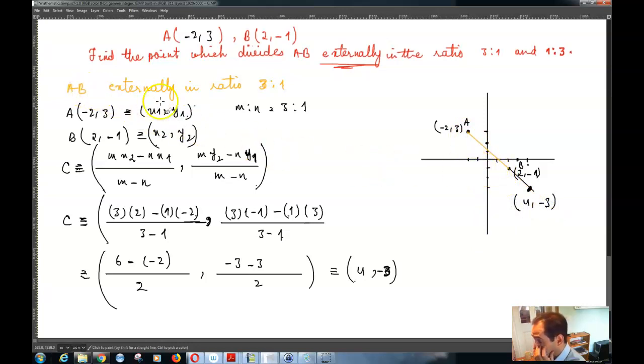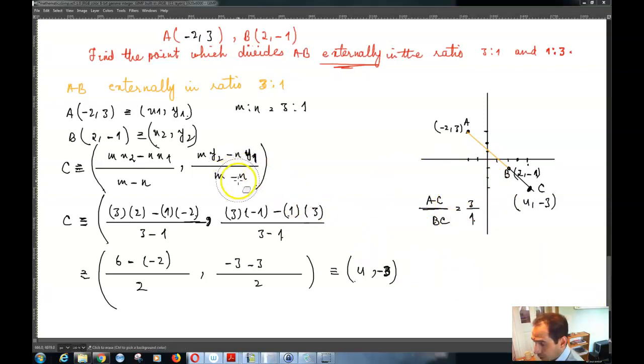Now we said that this point C is supposed to divide AB. This point is B over here. It is supposed to divide AB externally in the ratio 3 to 1. What that means is that A to C to B to C is supposed to be 3 to 1. And what that means is that, of course, this distance from A to C is 3 times the distance between B to C, and that is the correct point that we have over here.